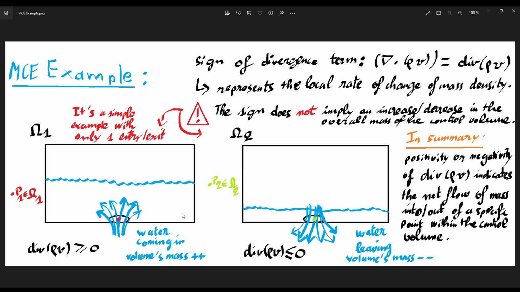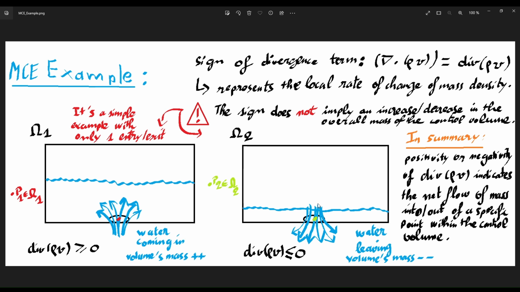Conversely, in the second case, omega 2, when the divergence term is negative at a point within the control volume, it indicates a net outflow of mass from that point. This means that more mass is leaving the control volume through its boundaries than is entering it, resulting in a reduction of mass within the control volume over time. You can see here the water is leaving the area, passing through the green point.